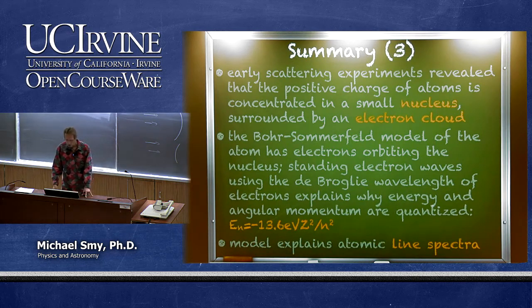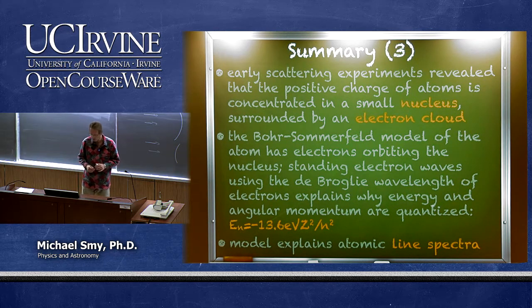Early scattering experiments revealed that the positive charge of atoms is concentrated in a small nucleus, which is surrounded by a cloud of electrons. The Bohr-Sommerfeld model is a model of the atom that has electrons orbiting around the nucleus like a miniature solar system. Standing electron waves on those orbits, with the de Broglie assumption of the wavelengths, explain why only certain energies and angular momenta are possible.